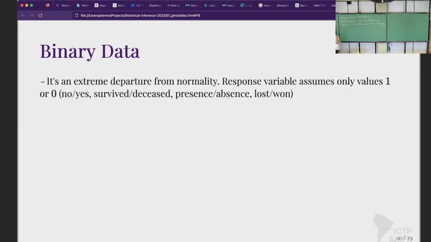I don't know if you're going to get to it, but what's the word? Proportion data, it's like an extension of binary data, right? Are you going to get to it or no? I think so. Yes. Oh, okay.